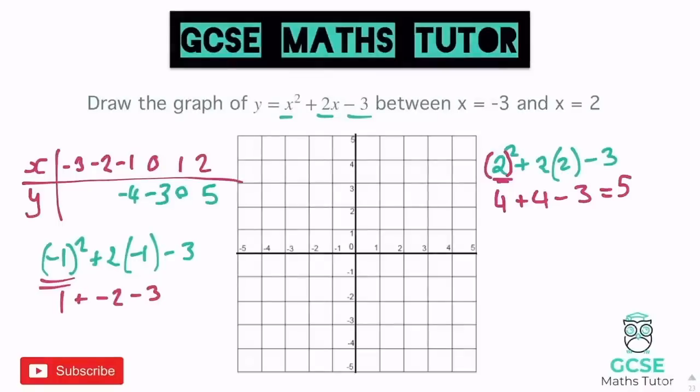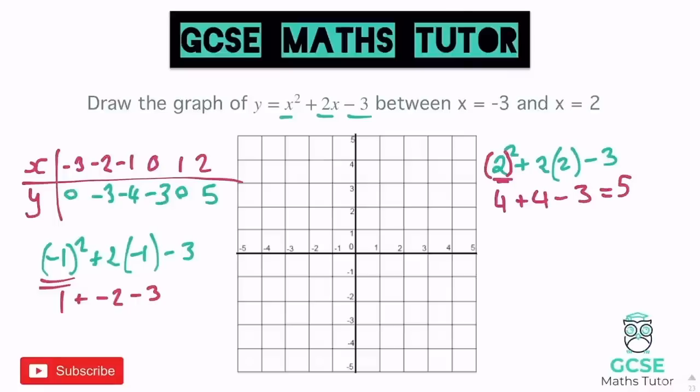Negative 2 squared is 4. Add negative 4 is going to be 0. And then take away 3 gives us negative 3 again. And then onto the negative 3. Negative 3 squared is 9. Add 2 lots of that, so negative 6. So 9 take away 6 is 3. And then take away 3 again gives us 0.